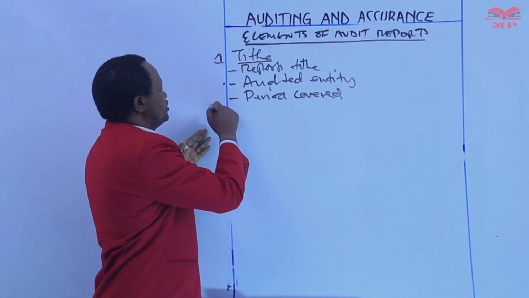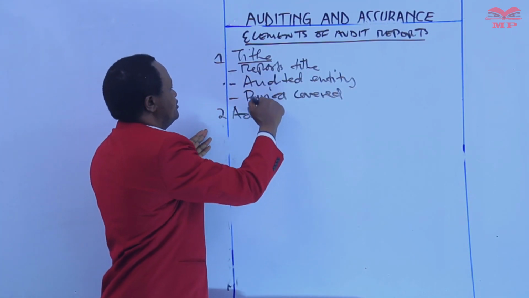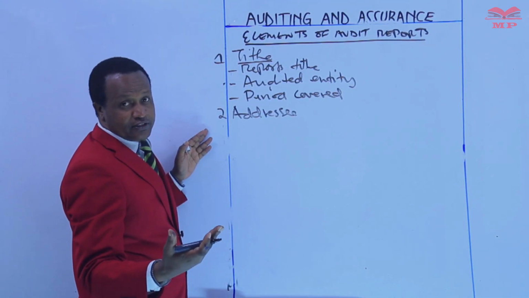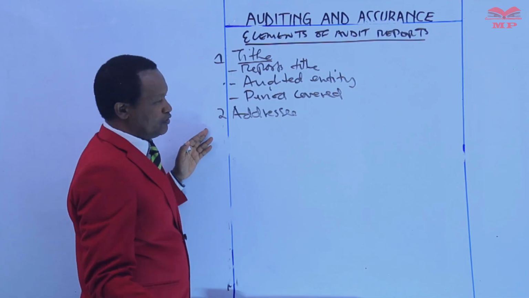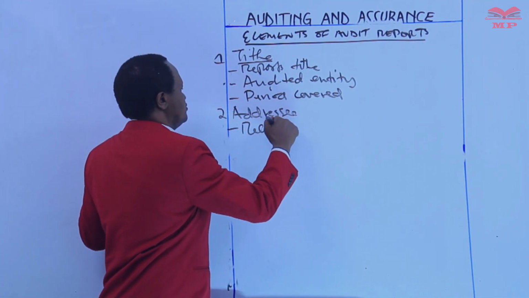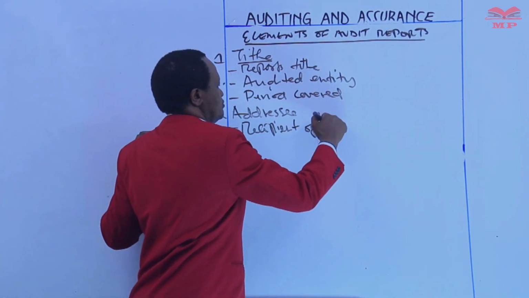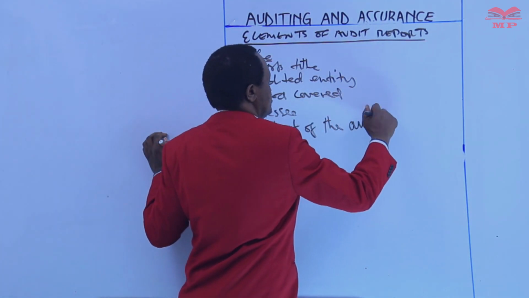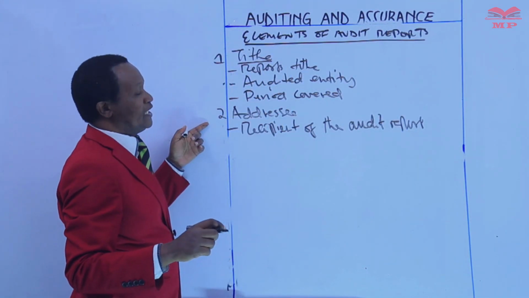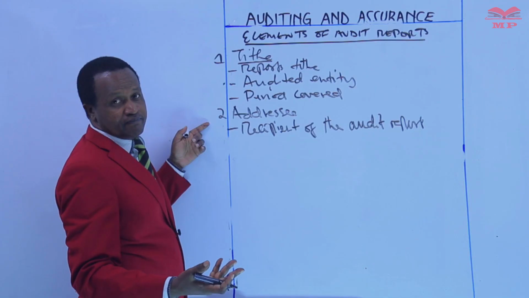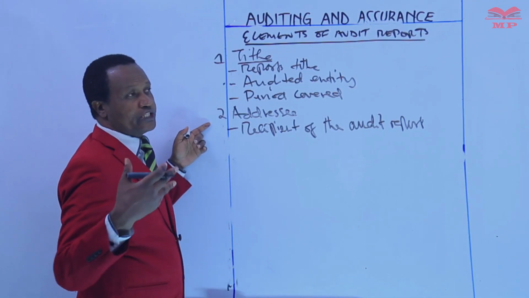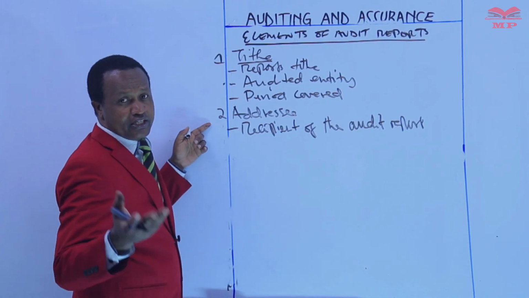Then we have number 2, addressee. Addressee specifies the recipient of the audit report. The report has to be addressed to someone, okay, such as a company's board of directors or shareholders or other relevant parties.